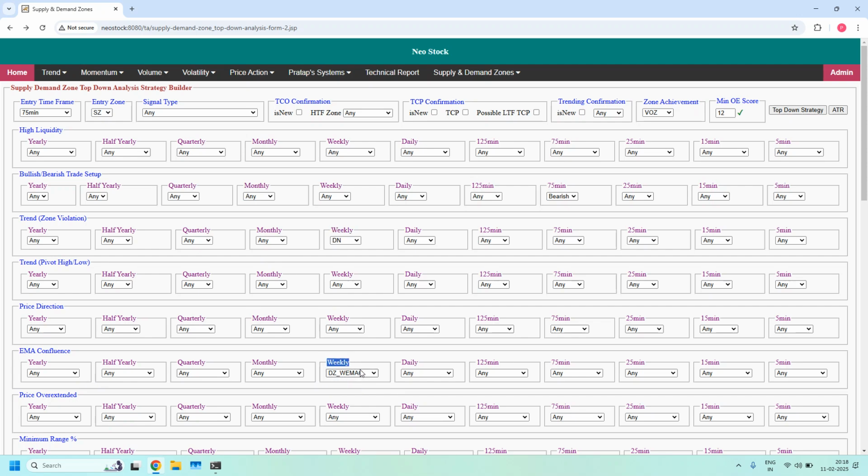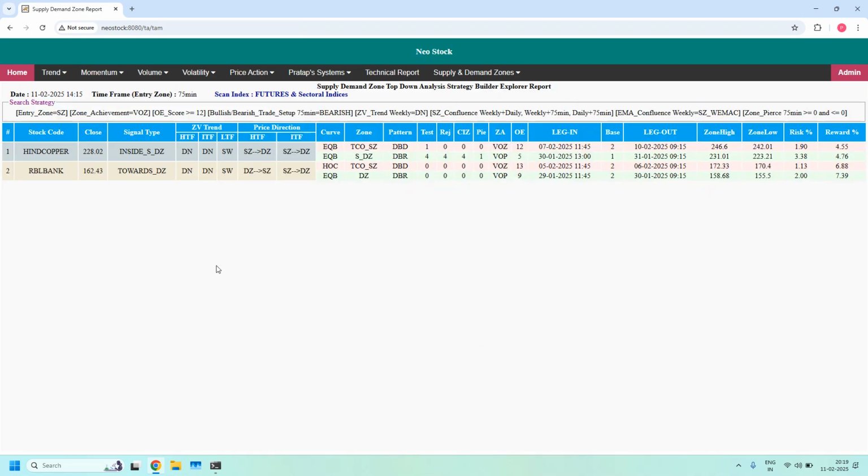See, weekly time frame, I should select weekly supply zone with weekly EMA confluence. See here, our entry time frame is the 75-minute supply zone. That's why our 75-minute supply zone is overlapped with weekly supply zone. That's why we are looking for weekly supply zone with weekly EMA. Now let me filter. So both the stocks are filtered. That means these two are even more high probability trade setup supported zones.